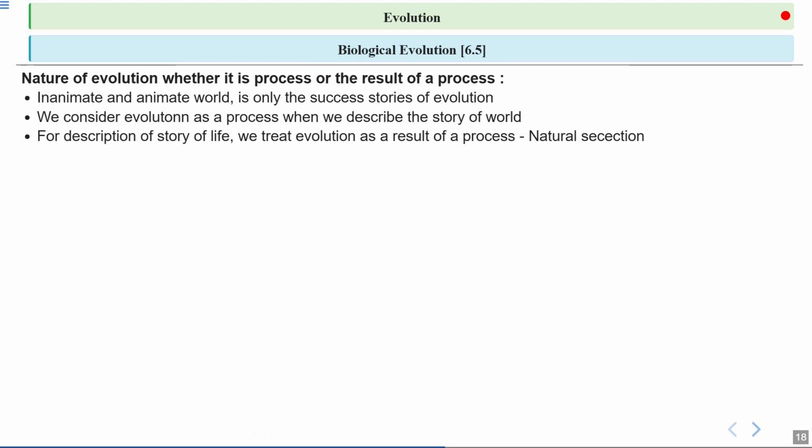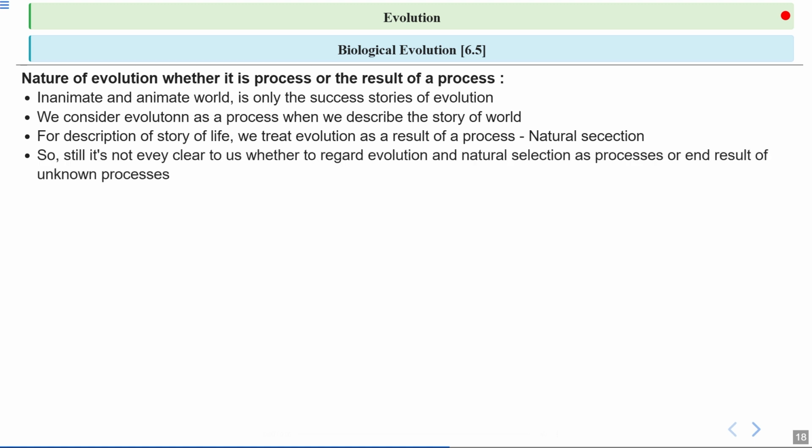So we say the species have evolved from a common ancestor. They have slowly adapted to the environment. So we treat evolution as a result of a process which is natural selection. Still, it's not very clear to us whether to regard evolution and natural selection as a process or the end result of an unknown process. So we are still unclear whether evolution and natural selection are processes, or are they the end result of some unknown process.